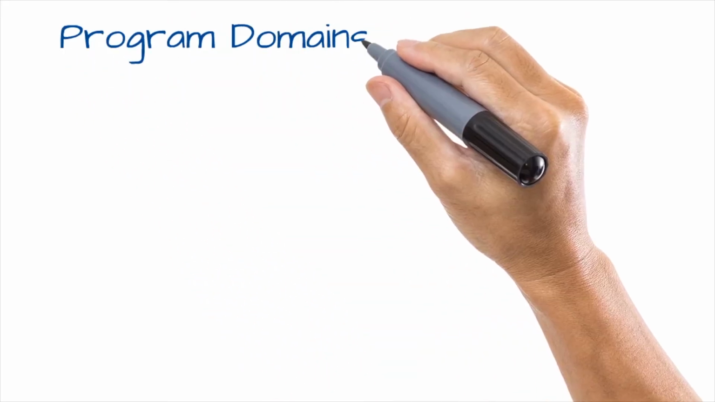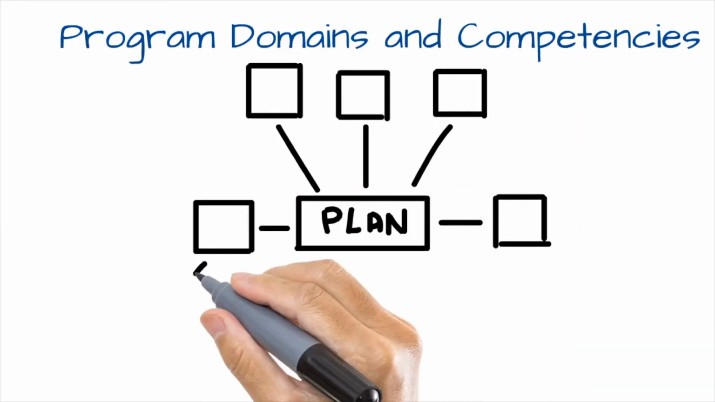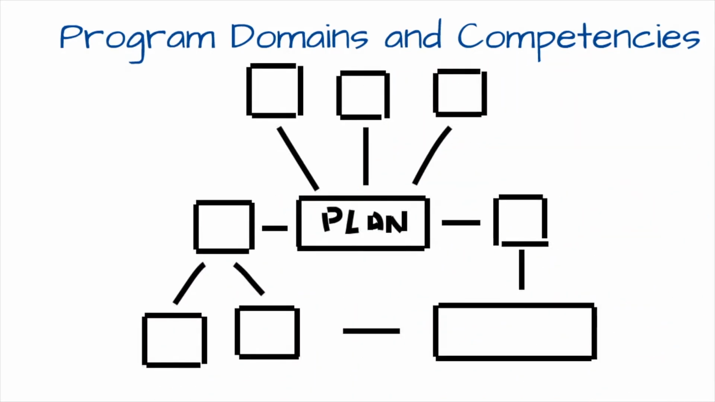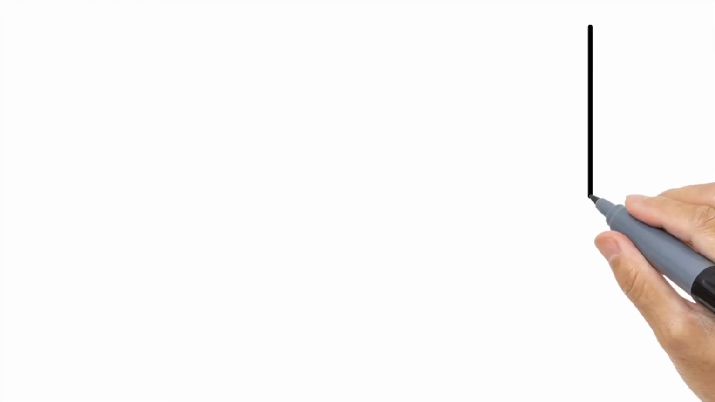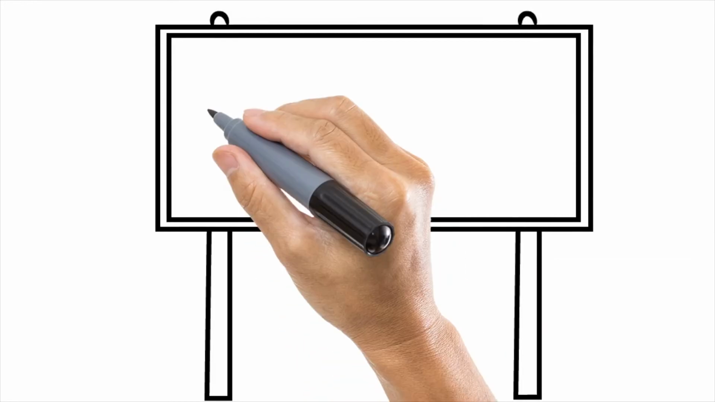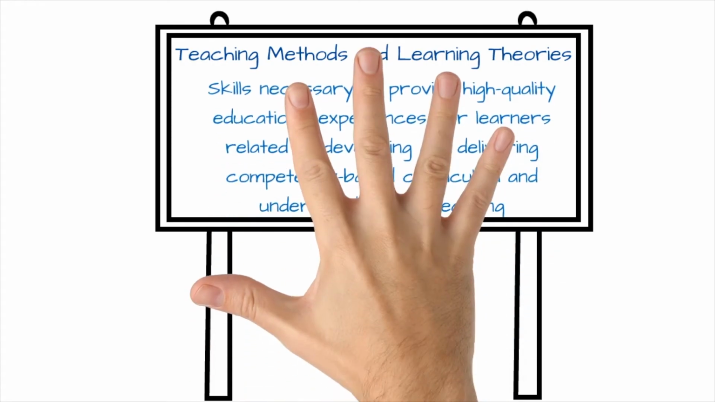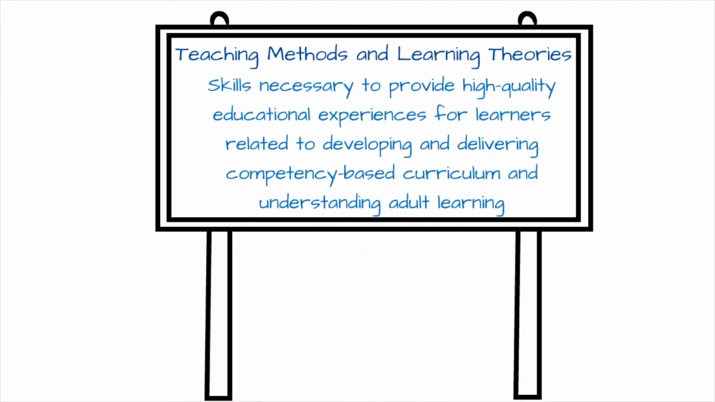Next, we'll talk about how the program domains and competencies inform the HPEER curriculum, as well as an introduction to how content is arranged and delivered. Here, we will briefly outline each curriculum domain and its associated content that exists within the HPEER Fellowship. The Teaching Methods and Learning Theories domain includes the skills necessary to provide high-quality educational experiences for learners related to developing and delivering competency-based curriculum in understanding adult learning.